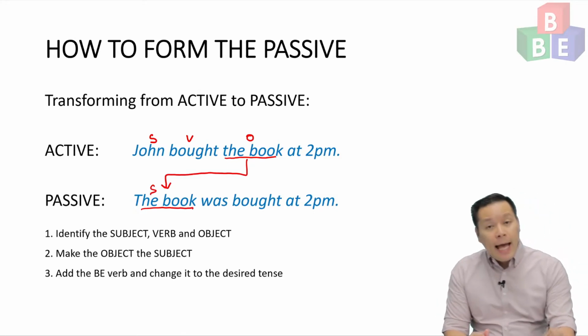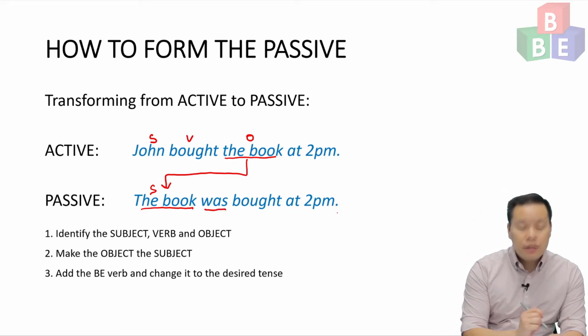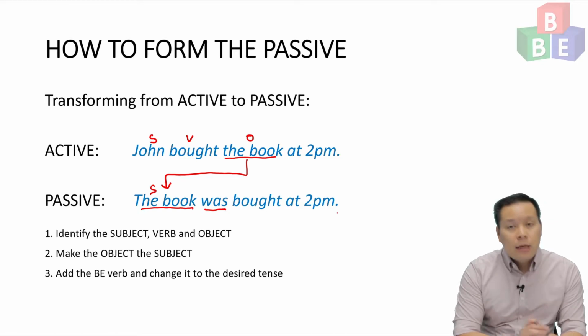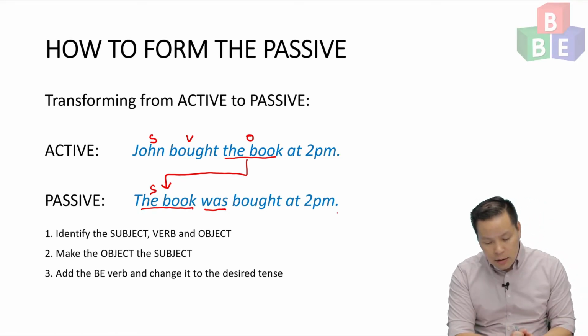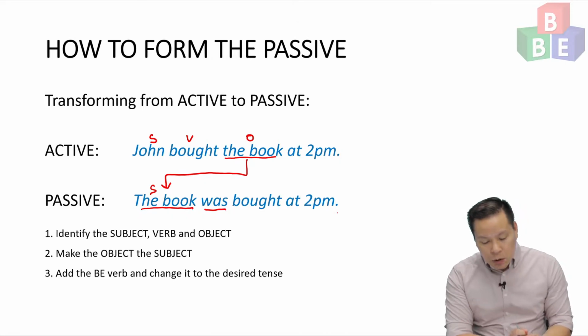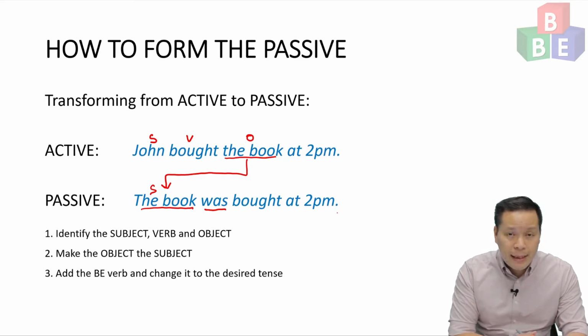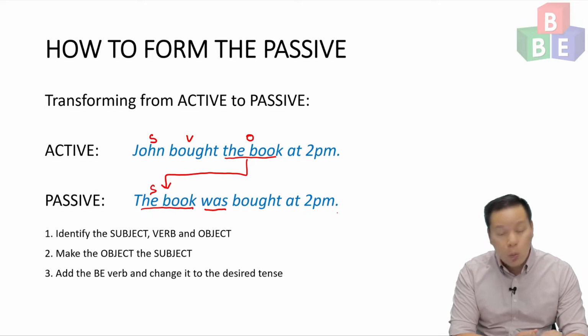3. Add the be verb and change it to the desired tense. So let's look at the original tense, bought. This is past simple. So we're going to change the be verb to past simple. The past simple of be is was or were. But in this case here, we're going to use was because the book is singular.